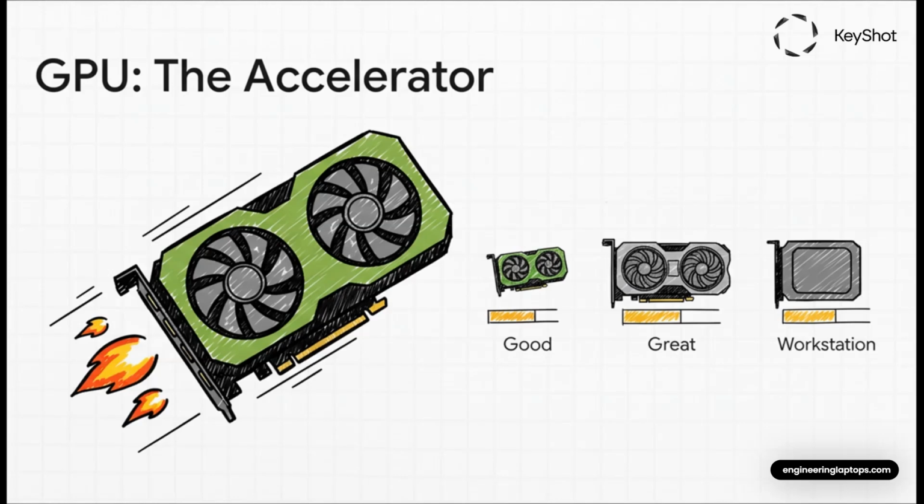This is absolutely essential for KeyShot's fast GPU rendering mode and for keeping that real-time viewport buttery smooth. And for this job, let's be honest, NVIDIA's RTX cards are the undisputed champions. Why? Because of their dedicated RT cores. Think of them as tiny, specialized engines built for one thing and one thing only: ray tracing. They can just dramatically cut down your render times.